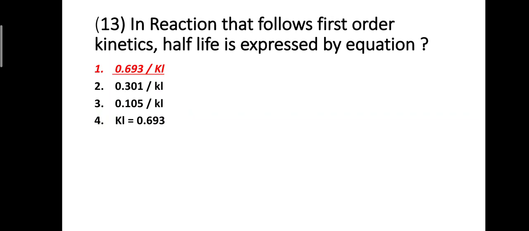Question number 13. In a reaction that follows first order kinetics, half-life is expressed by the equation: option number first, 0.693 upon K; option number second, 0.301 upon K; option 3, 0.105 upon K; and option 4, K equal to 0.693. And the correct answer is option number first, 0.693 upon K.